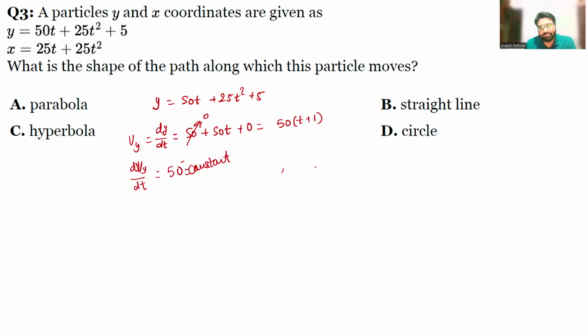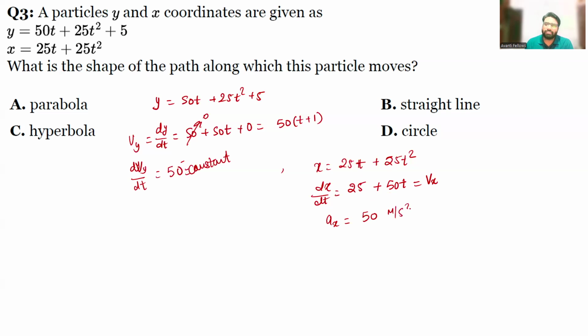Now if we go for x, x is 25t plus 25t square. Now calculate dx by dt. So dx by dt here is 25 plus the differentiation of t square, which is 2t, so it becomes 50t. Now this is the velocity in x direction. If I calculate the acceleration in x direction, it gives the same value: 50 meter per second square.